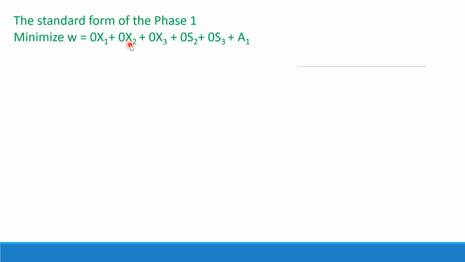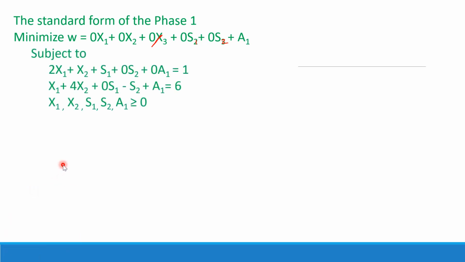It will have 0x1 plus 0x2 plus s1 plus s2 plus, sorry, this is to be corrected here, so it will be s1, this will be your s2, and this term will not be available here because we are only dealing with two variables. Okay, so it is subject to the original, the new artificial variable is subject to 2x1 plus x2 plus s1 plus 0s2 plus 0a1 equal to 1.